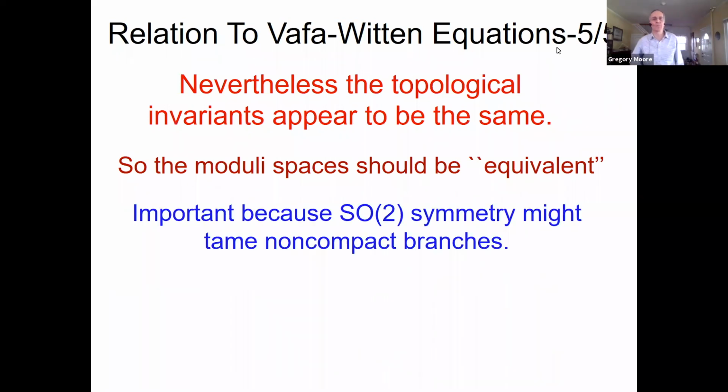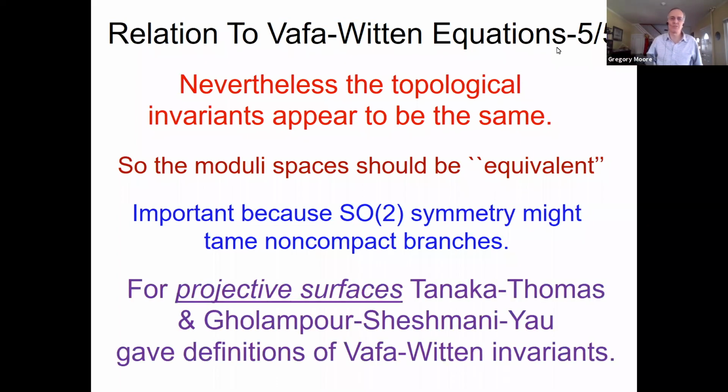And that's actually quite an important remark, if true, because ever since the Vafa-Witten equations were introduced, we've been bedeviled by the non-compact branches where B and C are turned on. But if we have this equivalence to the adjoint Seiberg-Witten equations, then they have an SO(2) symmetry, and working equivariantly with respect to that SO(2) symmetry, we might be able to tame the non-compact branches. So that's a subject for the future.